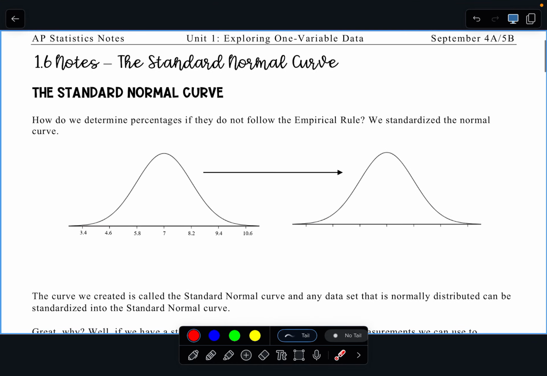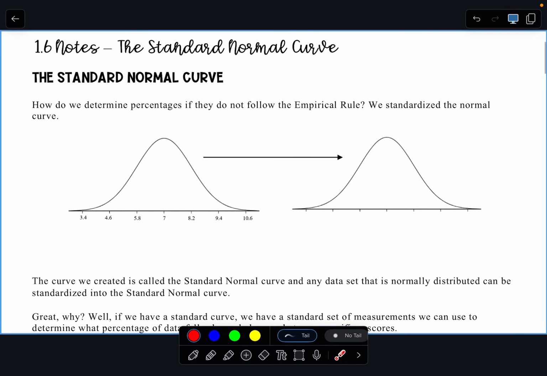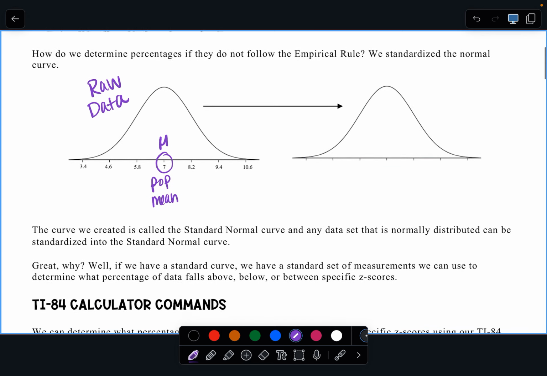We have two standard normal curves on our paper. The first one is going to be a distribution of just raw data, so basically nothing has been done to it. If I look at this center value of 7, that is going to be the population mean, which is what we call mu. So in this case, 7 is the center.